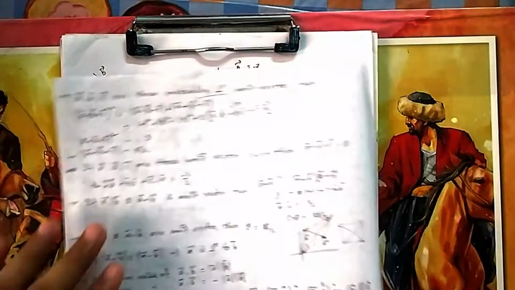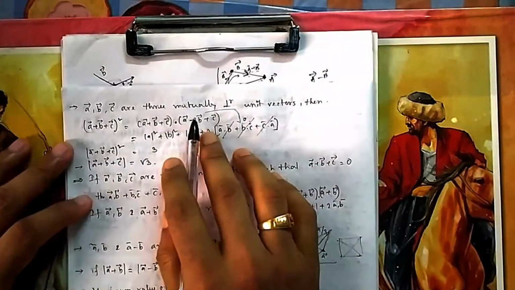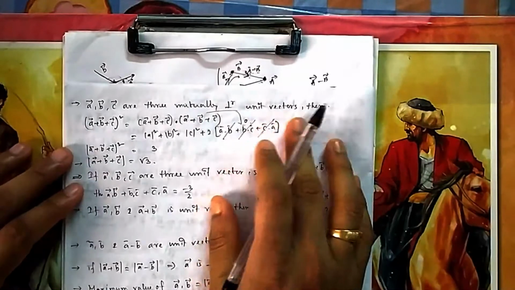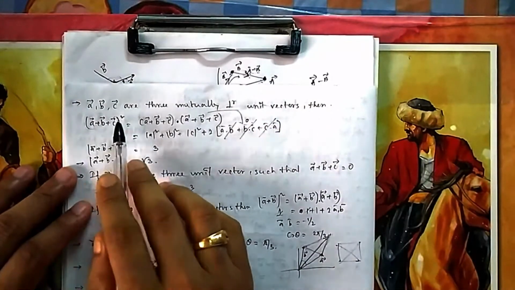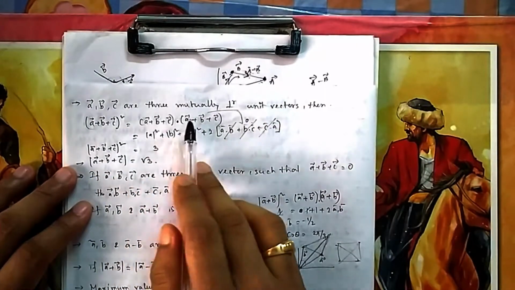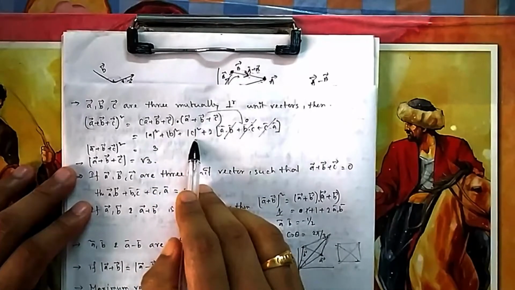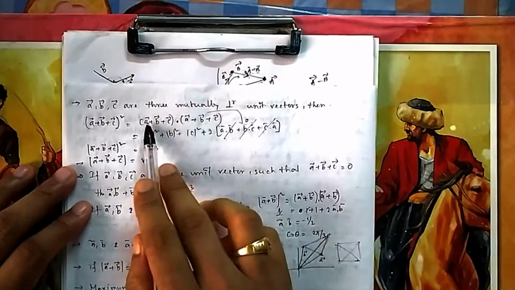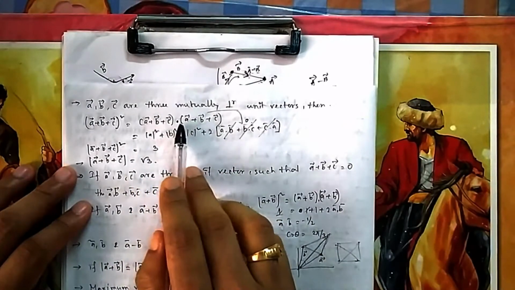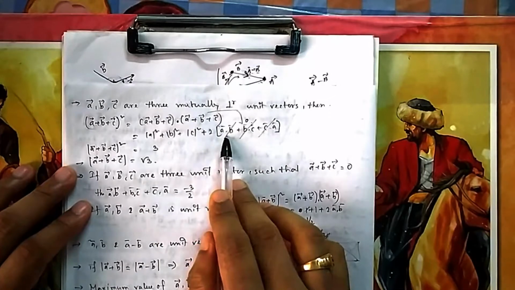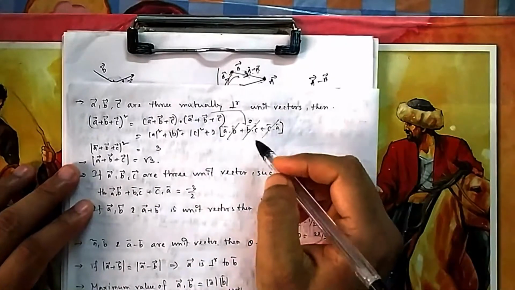Now let's see some more typical examples. Suppose a, b, c are three mutually perpendicular unit vectors. Then if they ask you for (a + b + c) whole square, it is not the simple algebraic square. I told you it is this dot product: a dot a, b dot b, c dot c, and you will get a dot b and b dot a, so this will give you 2a dot b, 2b dot c, 2c dot a. You can remember it in that way also.